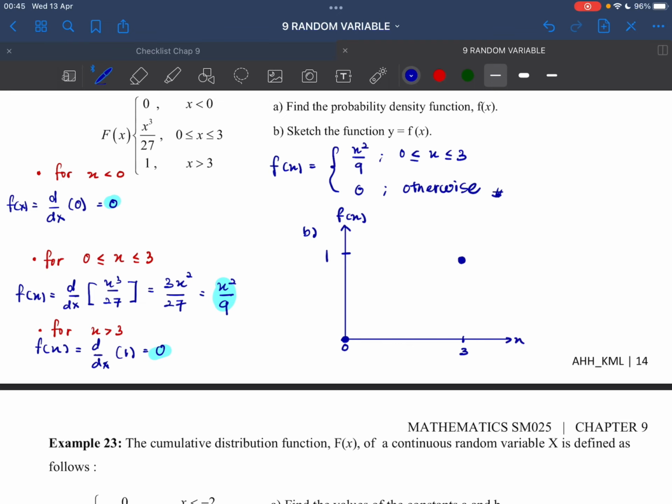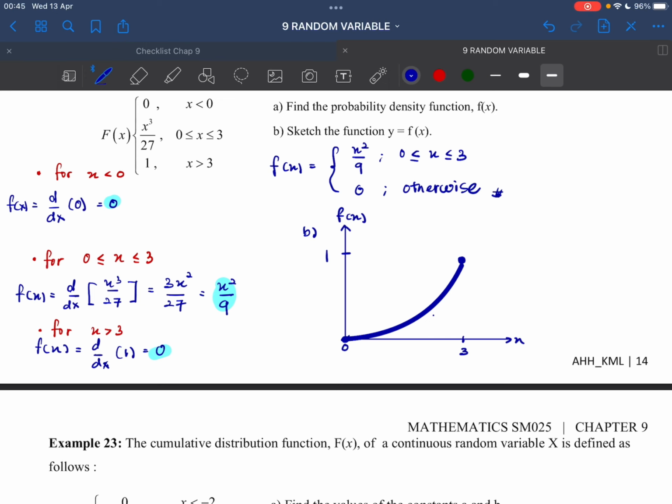And this one will be a dense circle, because there is an equal sign here. And this is a quadratic function, shaped like this. So your graph will look something like this, but we only want from 0 to 3, so it will be just half. Alright, so that is how we sketch our PDF function.